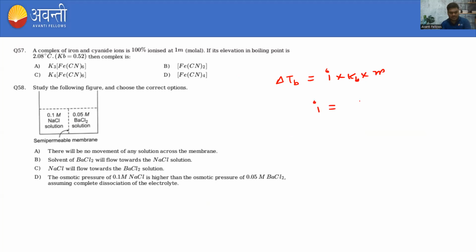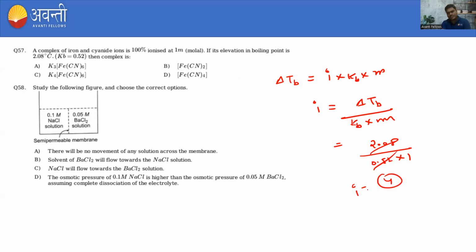So i is equal to delta Tb upon Kb into molality. Delta Tb is given as 2.08, Kb is given as 0.52, and molality is given as 1. On solving, you'll get i is equal to 4. So for which complex is i equal to 4? For the first one only, because here 3K and one negative ion are produced, so total i is equal to 4. Right? So option A is correct.